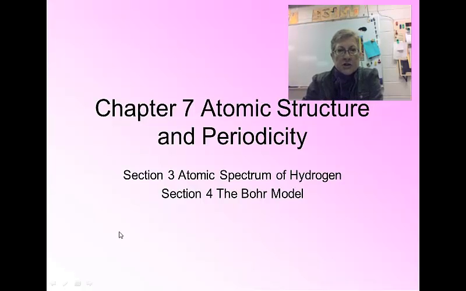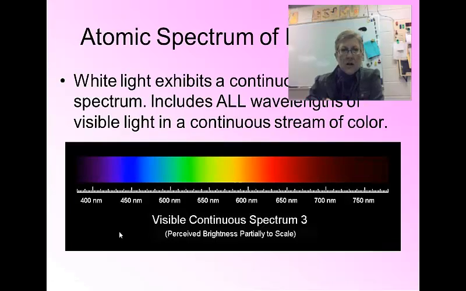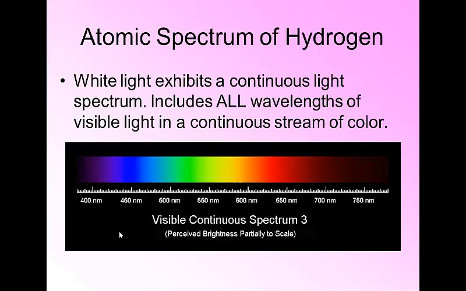Good morning, AP Chemistry. Chapter 7, we're going to go through the atomic spectrum of hydrogen and discuss the Bohr model of the hydrogen spectrum. So Bohr revolves all around hydrogen. And we're off. Okay, so the atomic spectrum of hydrogen. This section is section 3 in your book.